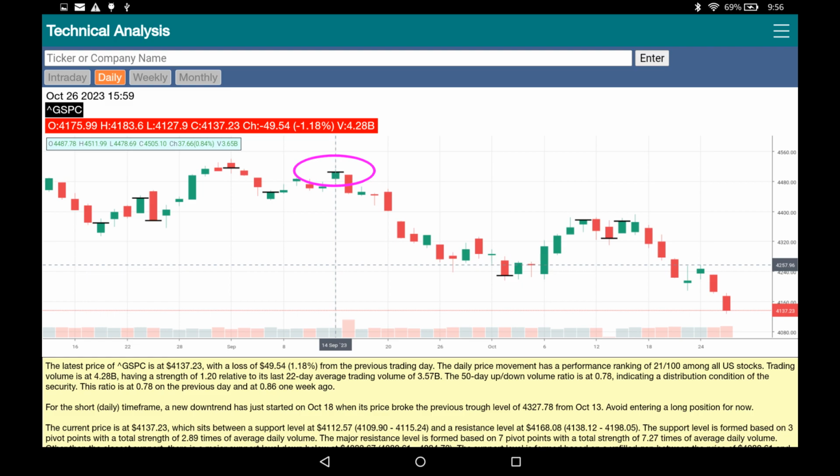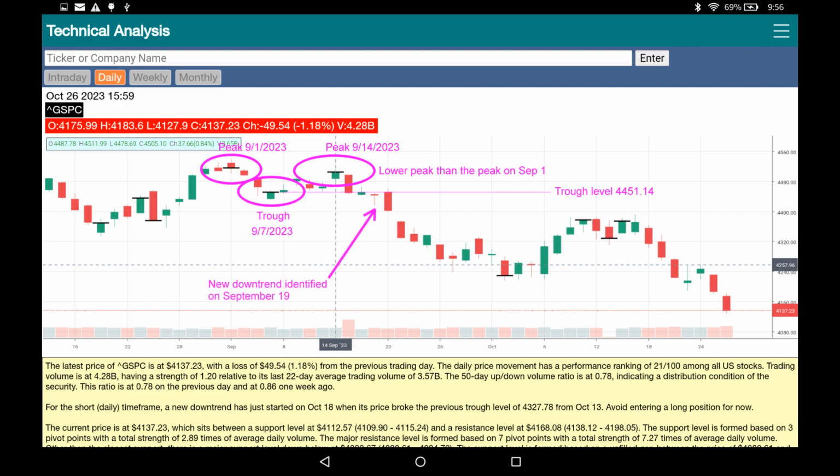Take the latest S&P 500 daily chart for example. On September 14 of 2023, a new lower peak was formed after a previous peak from September 1. There is a trough on September 7 with the price at 4,451.14. When the price closed below the previous trough at the end of day of September 19, we knew right away a downtrend is formed because regardless of where the next trough is at, it will always be lower than the previous trough from September 7.